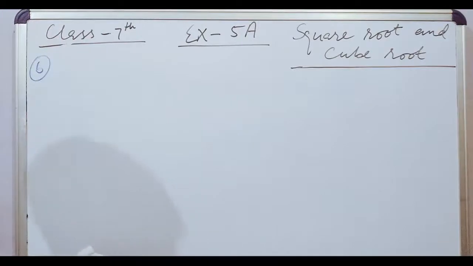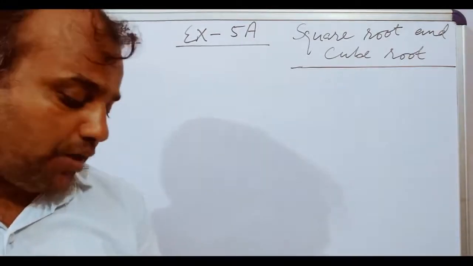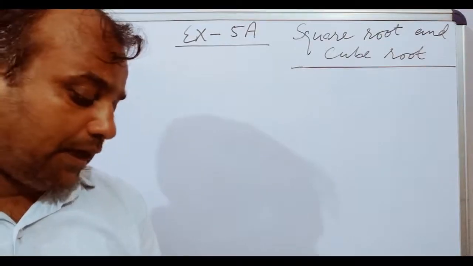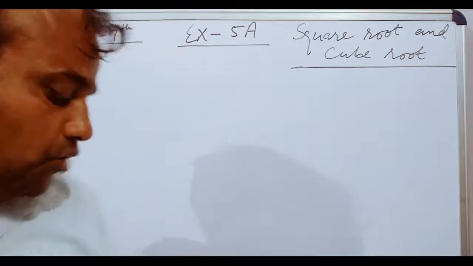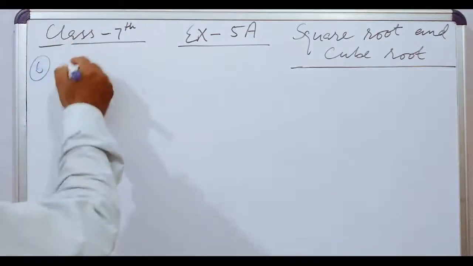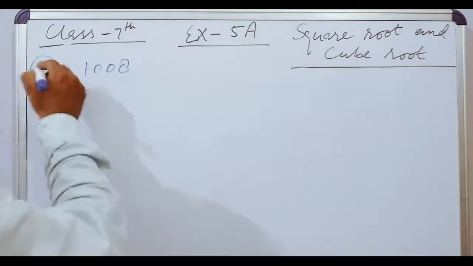For each of the following, find the smallest number by which it should be multiplied so as to get a perfect square. Also find the square root of the square number so obtained. It is 1008. Second part.